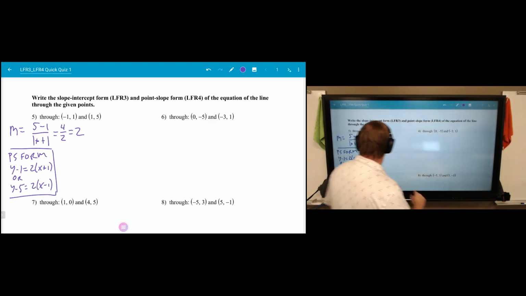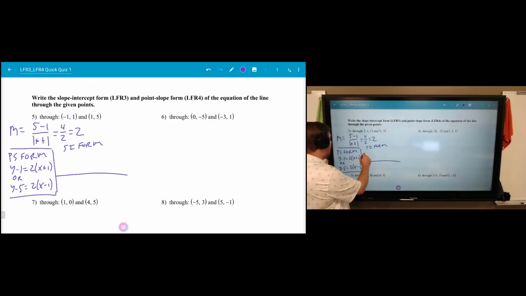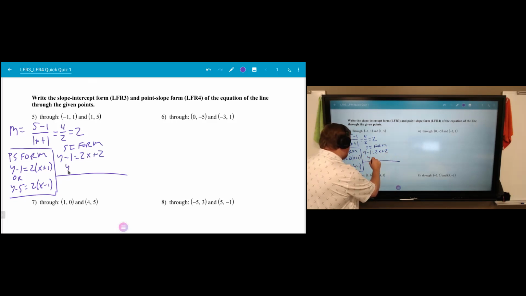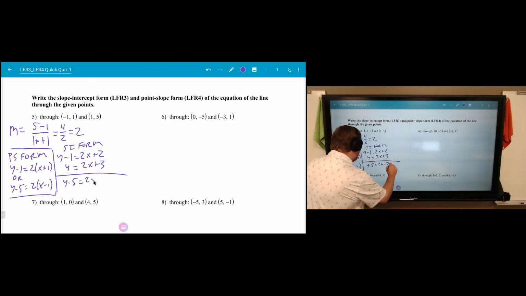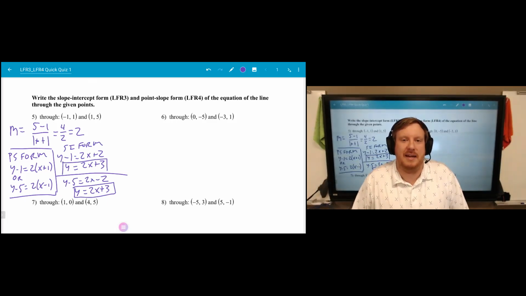I'm going to prove it to you. I'm going to take the top one for slope-intercept form here. If I distribute the slope through, y minus 1 equals 2x plus 2. Add 1 to both sides, you end up with y equals 2x plus 3. If you would have done the bottom one, y minus 5 equals 2x minus 2. Add 5 to both sides, y equals 2x plus 3. Either way, you end up at the same thing.